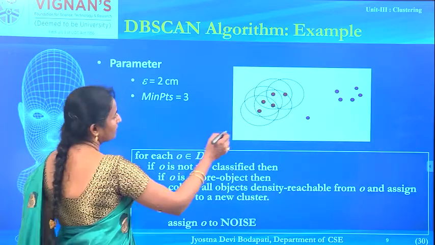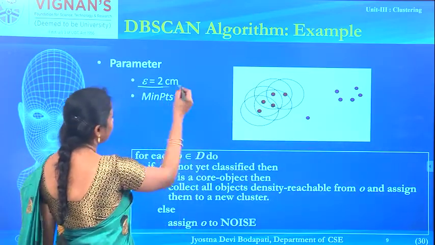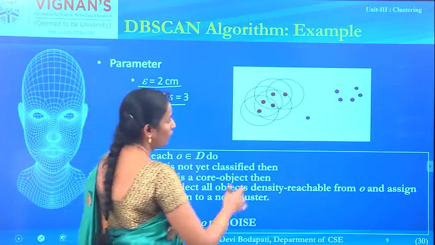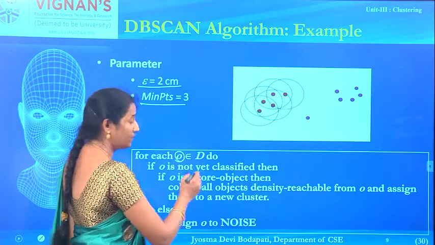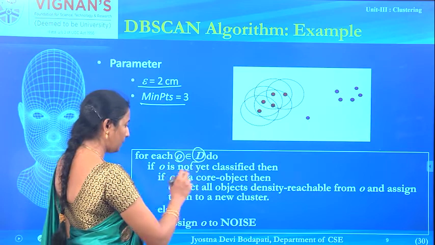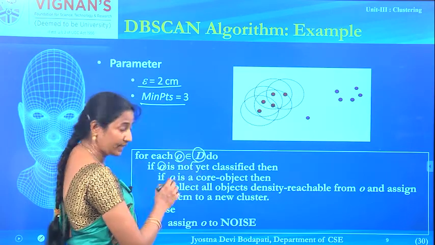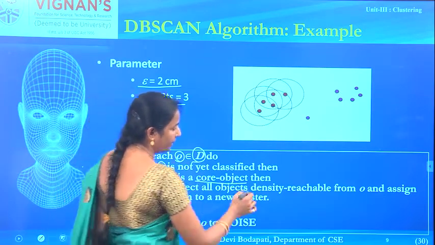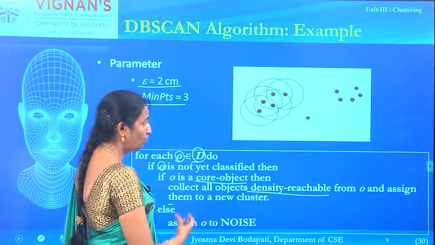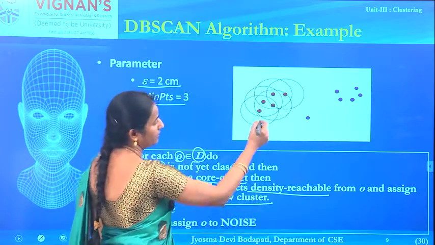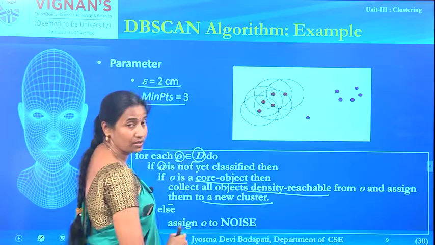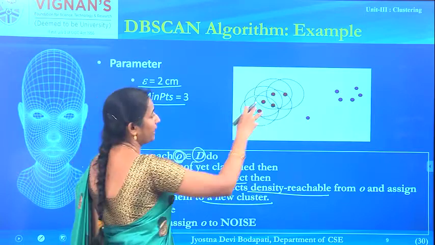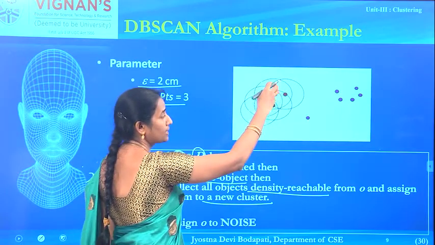Let's see an example now. These are the set of samples given to us, and epsilon is selected as 2, minimum points is selected as 3. For every object O in the given data set, we classify it. If O is a core object, you need to identify all the density reachable objects from O and assign them to this cluster. If you observe here, we are assigning all these points to this cluster. We select one element as the object O, and assign all the density reachable points to this cluster.